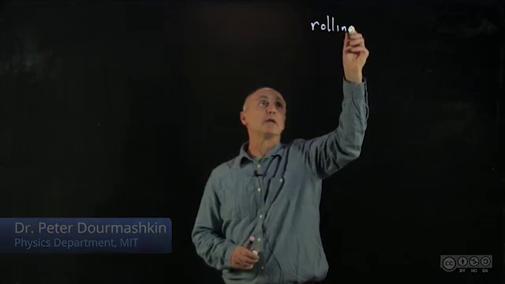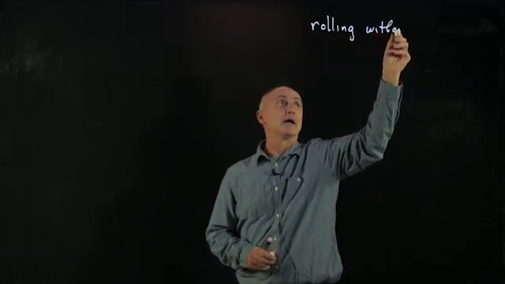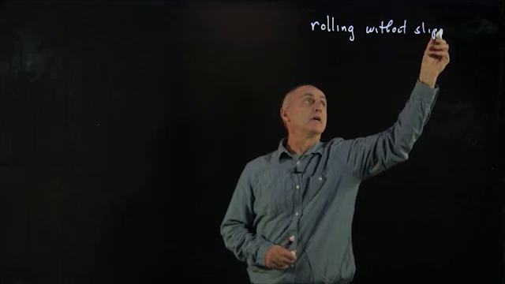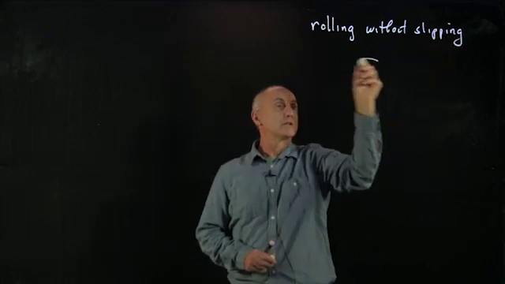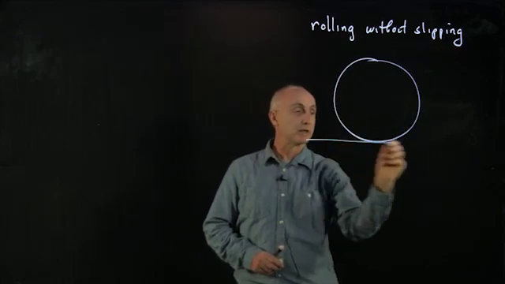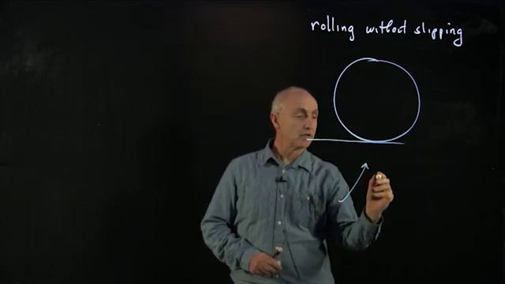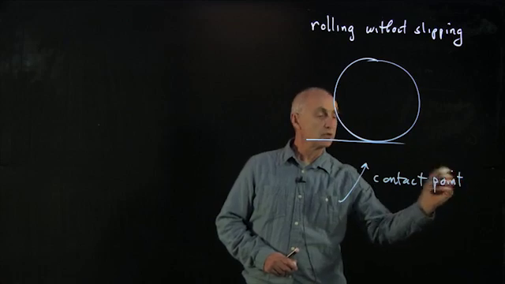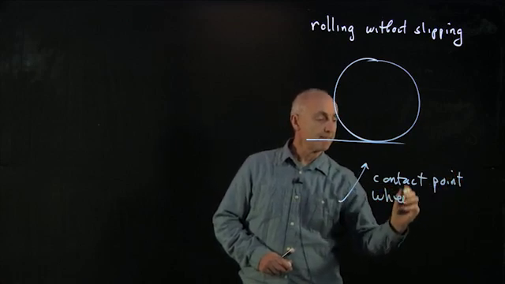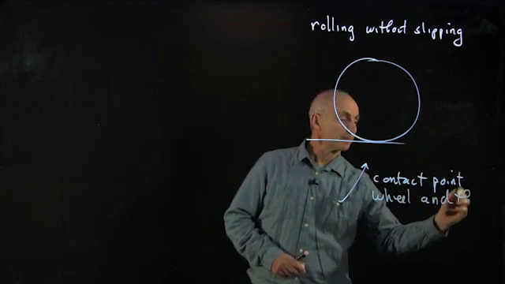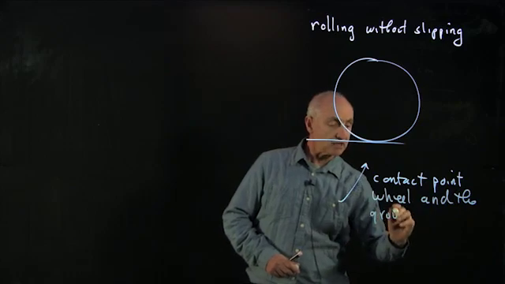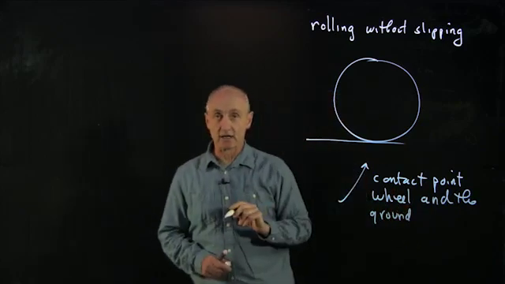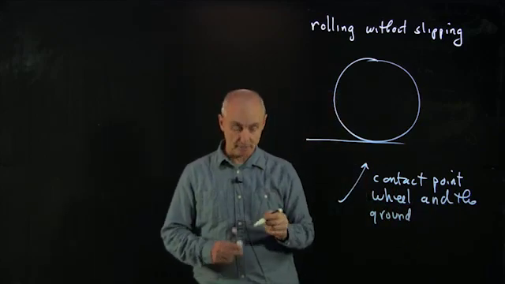So I would like to now consider the wheel that is rolling without slipping. Let's draw the wheel rolling without slipping, and I'd like to consider the contact point between the wheel and the ground. I'd like to understand what the velocity of that contact point is, and the result is surprising.